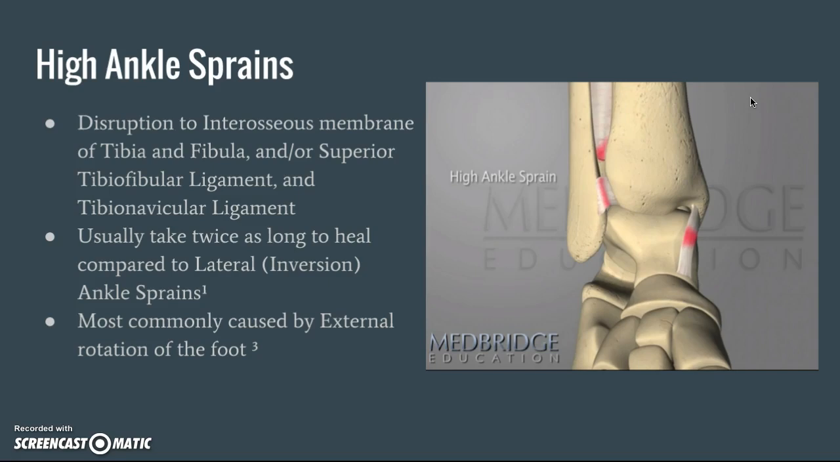If you all have been working through clinic, you've probably seen a couple high ankle sprains already, and you've noticed that they usually take twice as long to heal compared to a lateral ankle sprain. The most common cause for high ankle sprains is usually dorsiflexion with external rotation of the foot. This rotational force puts a lot of tension on these ligaments, which they can't handle.